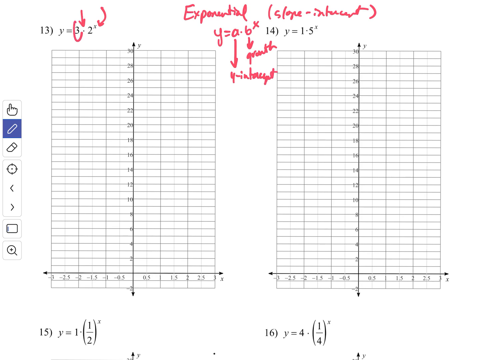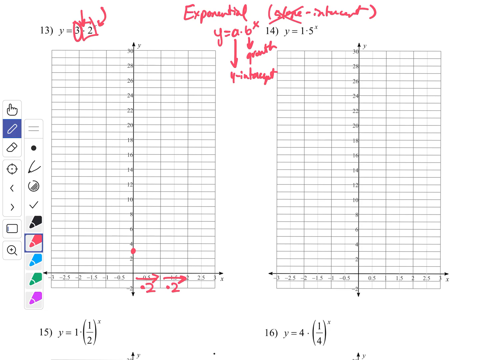Okay, so my y-intercept at 3, I start at 3. Now, like I said, it's not slope, so this timesing by 2 doesn't mean I times this way by 2 and then this way by 2. It's not like the slope, okay?